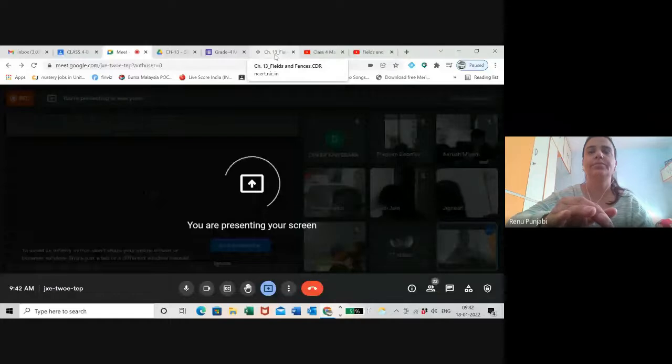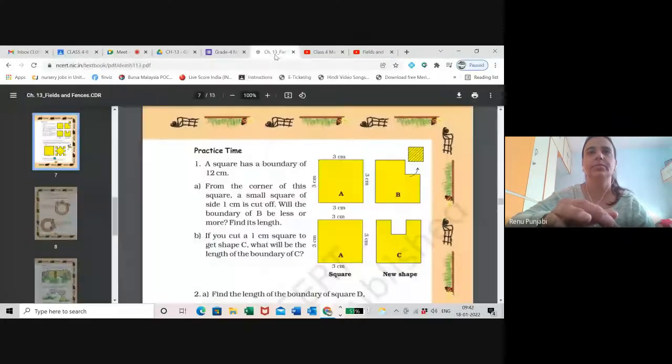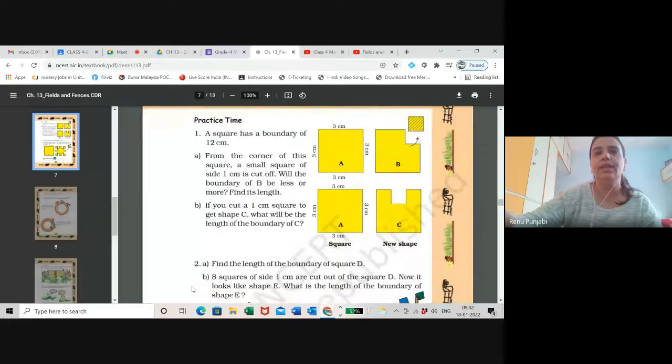Okay. Now we have to come to the textbook page number. Take out this page number. Now the next figure is given. It is the same, so we have already done it. Find the length of the boundary of square D.